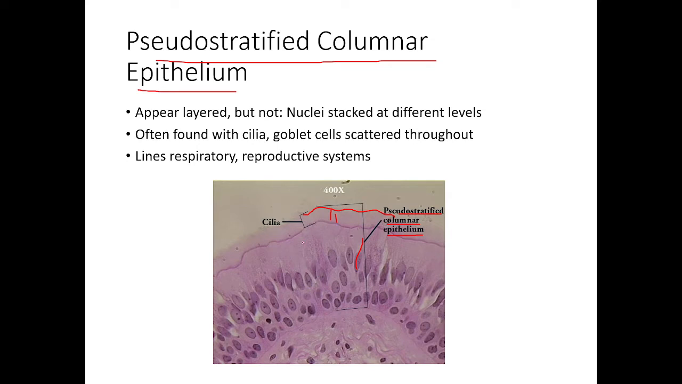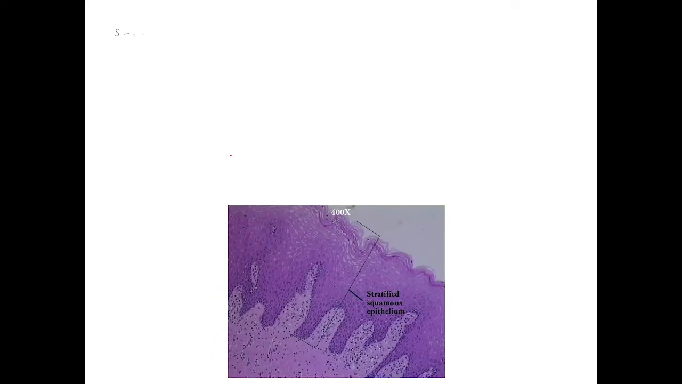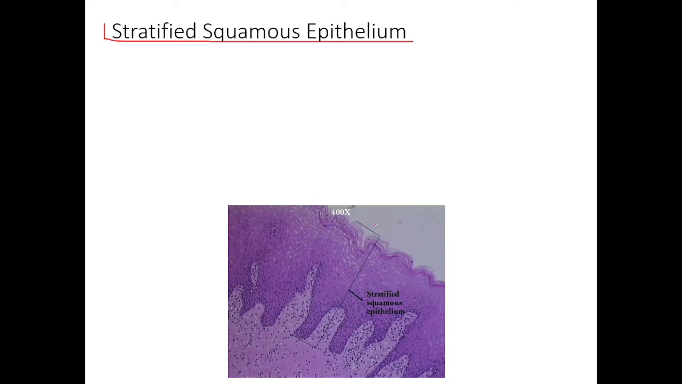The lines basically respiratory tract and reproductive tract. Okay. Next type is stratified squamous epithelium. Now, what is stratified squamous epithelium? You can see that the linings of these cells are present over here. This is called stratified squamous epithelium.